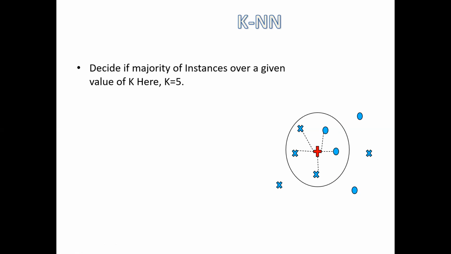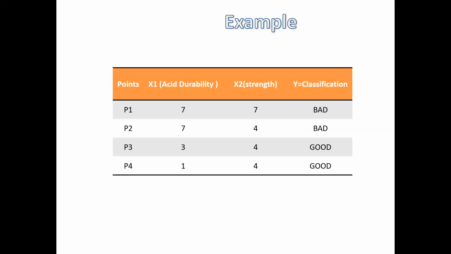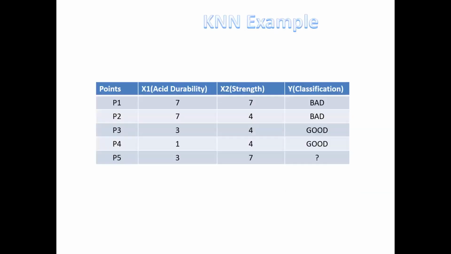So we decide by majority of instances over a given value of k, here k is equal to 5. So this becomes a cross. Similarly, let's say this kind of an example. Let's say acid durability and strength, and the classification is bad or good for a particular variable. Their corresponding x variables are given, and a new observation comes in, which is 3,7. I try to find out whether it is good or bad.